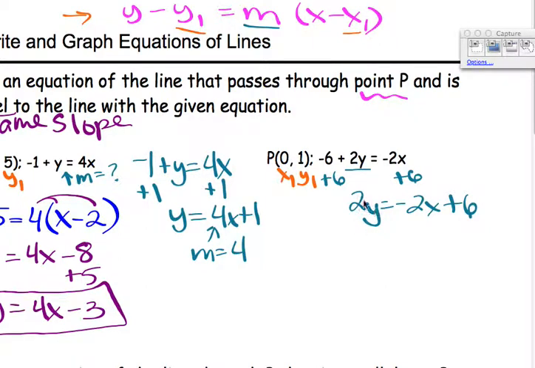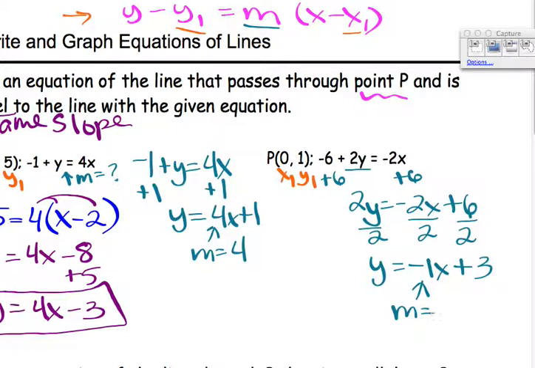Now I need to isolate y by dividing by 2 everywhere. Every single piece in the equation. If you're dividing one, you have to divide them all. That means that this would be -1x. You don't have to write the 1. And then 6 divided by 2 is a +3. So in this equation, m is -1.